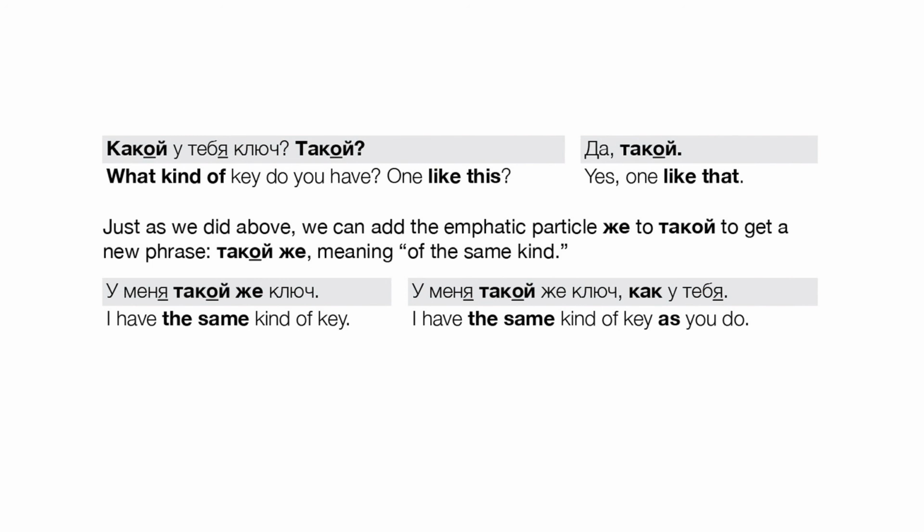У меня такой же ключ. I've got the same kind of key. У меня такой же ключ, как у тебя. There we're adding a little bit more, right, with как, meaning I have the very same kind of key, как у тебя, as at you, the same key as you do.